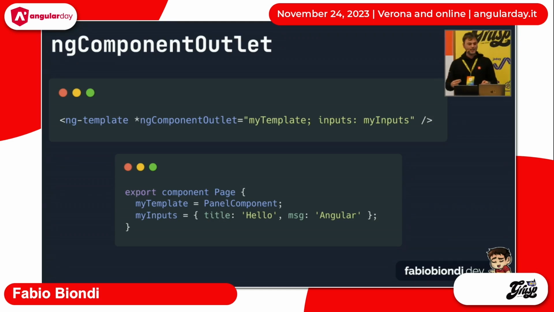In this case, ngComponentOutlet accepts my template. This is a simple panel component and some inputs that you can pass to this component and dynamically load it.